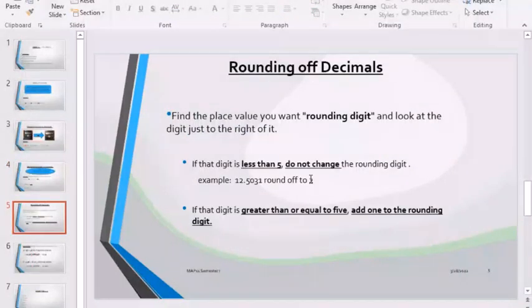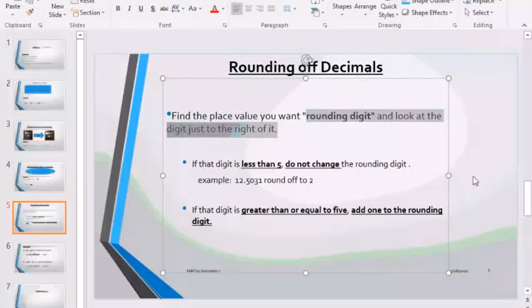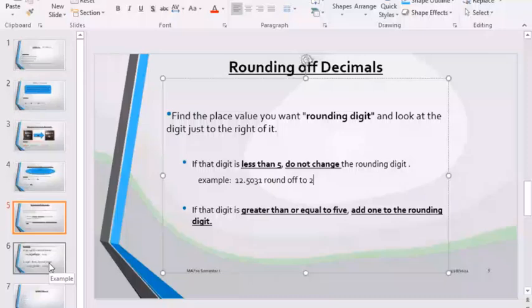Okay, so rounding off decimals, I know that most of you are familiar with this. This is just a key idea that we normally use when rounding off decimals. First, we look for the rounding digit, and if the digit is less than 5, we do not change the number, but if the digit is greater than 5, we usually add 1 to the rounding digit.